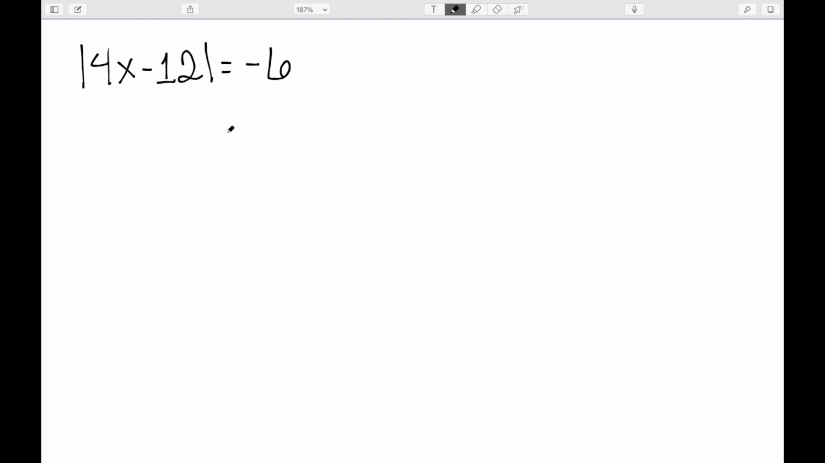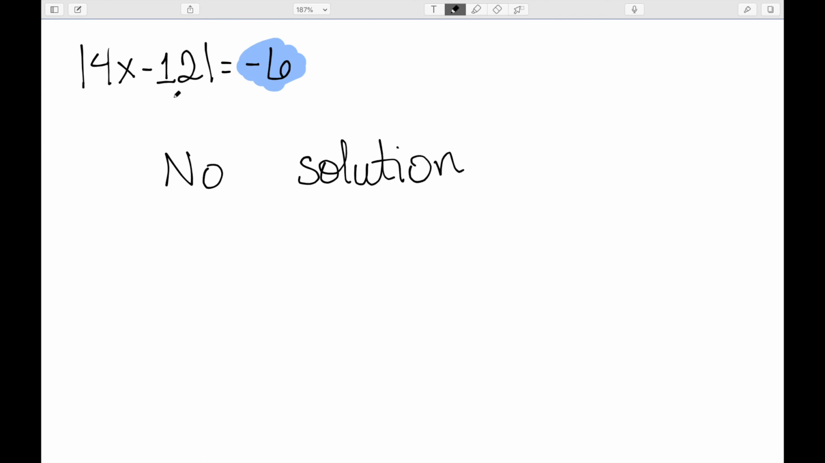For my other strange case, let's look at the absolute value of 4x minus 12 equal to negative 6. So in order to set up our equation, we need to know what has an absolute value of negative 6. And the answer is nothing. This has no possible solution. Doesn't matter what we stick in for x, as soon as we take the absolute value, it's going to make the number positive, not negative. So it is possible to have no solution on these, in particular if the absolute value is equal to a negative number.